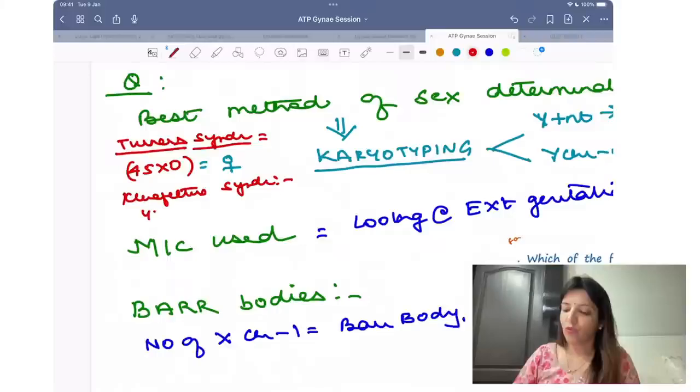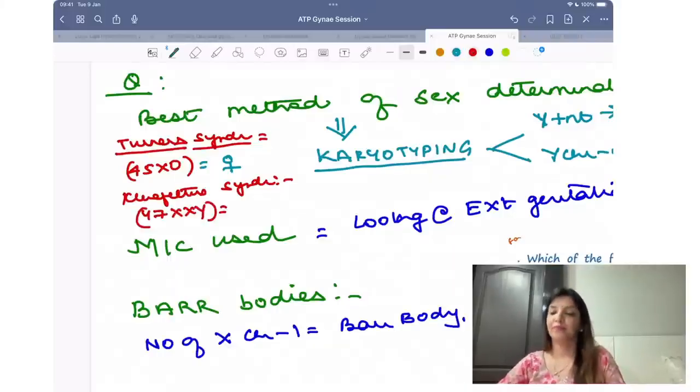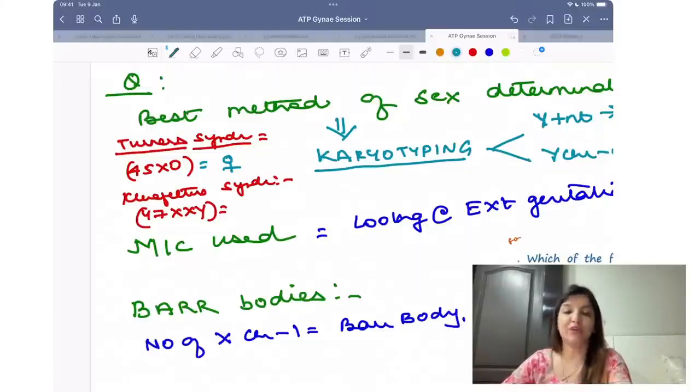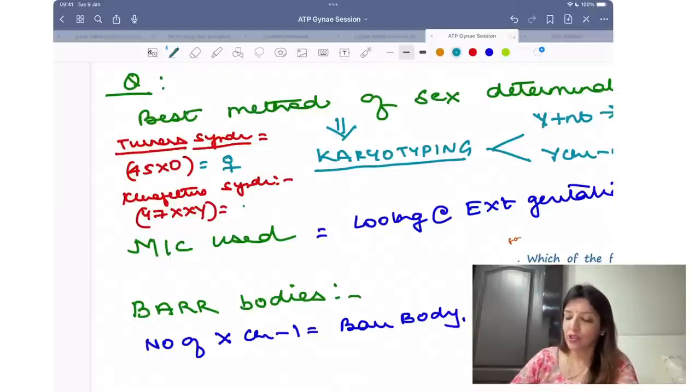Klinefelter syndrome, 47XXY. Are they male or female? Klinefelter syndrome, males or females? 47XXY. Priyanshu, very good. So Klinefelter syndrome babies will be male babies. Why? Because the Y chromosome is present, right?